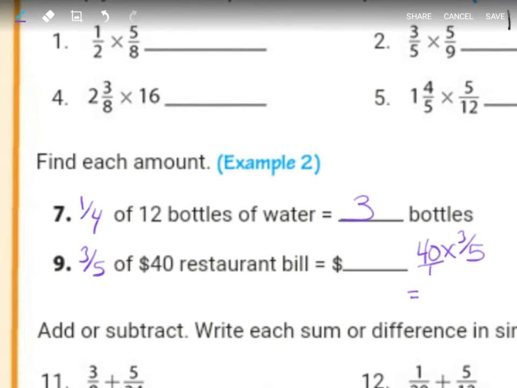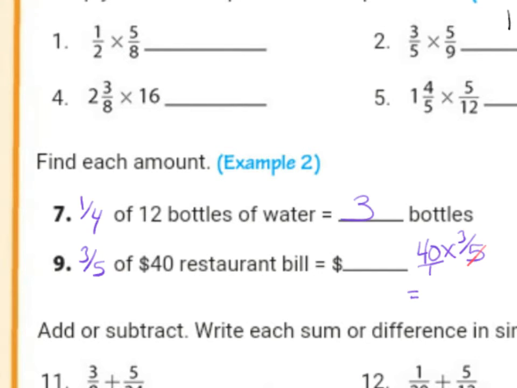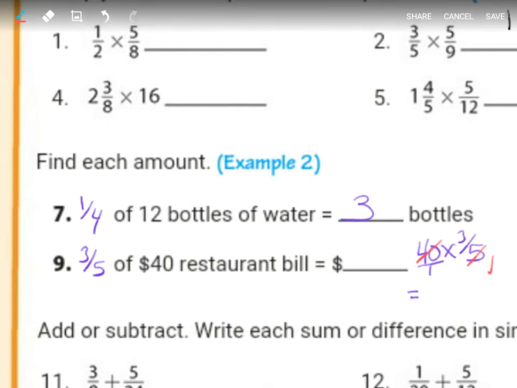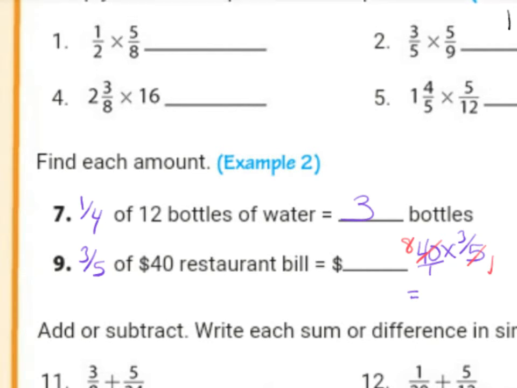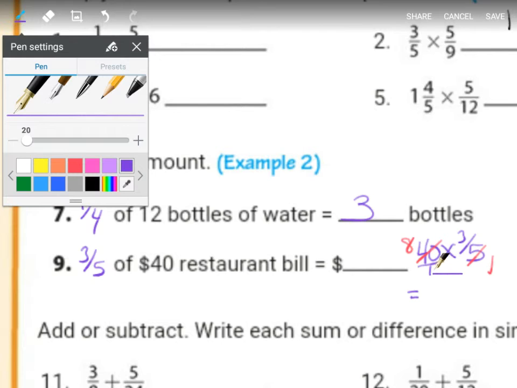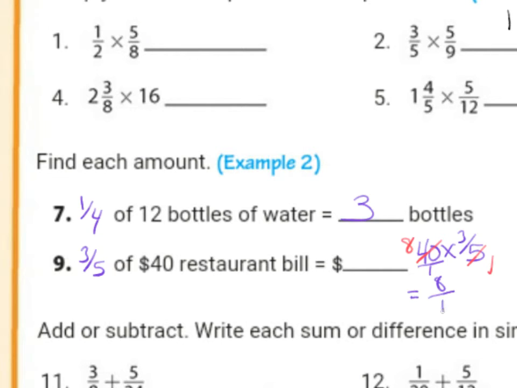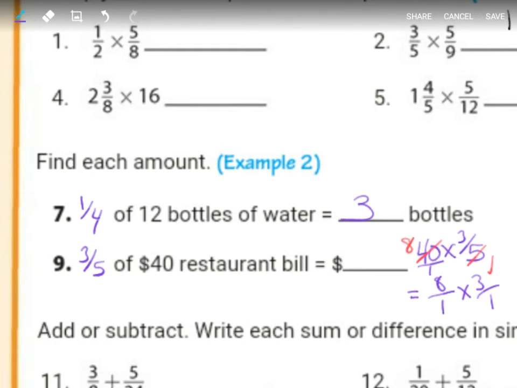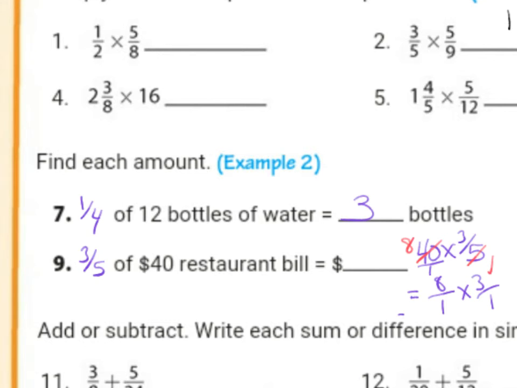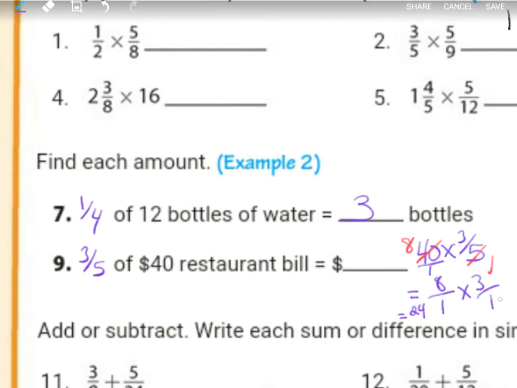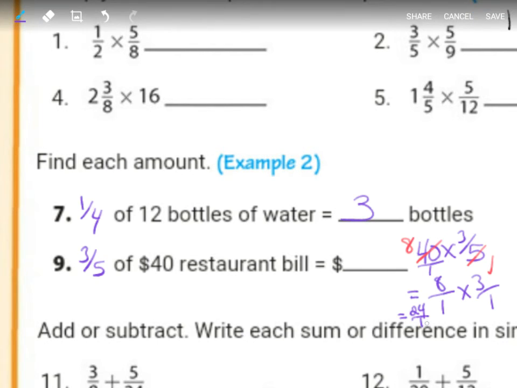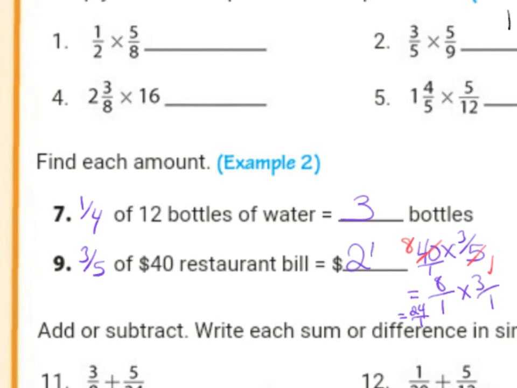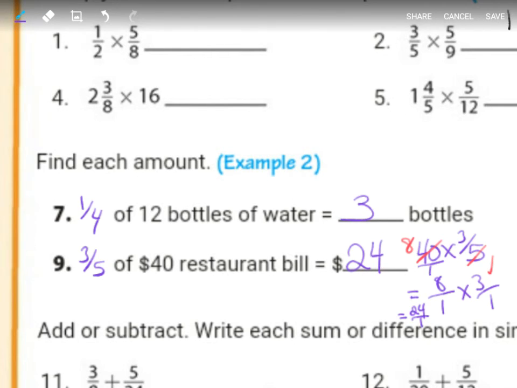So we're going to say that the 40 and the 5 will cross cancel because 5 will go into both of them. 5 goes into itself 1 time. 5 goes into 40 8 times. So really my new fractions are 8/1 times 3/1. And if you solve this out, you would get 8 times 3 gives you 24. 1 times 1 would give you 1. And 24/1 is just the exact same thing as saying 24. And so we're done with this as well.